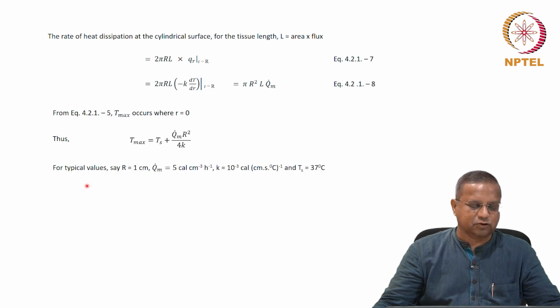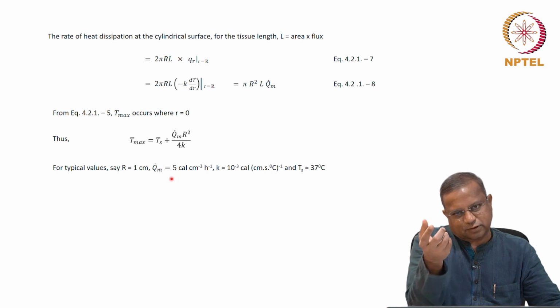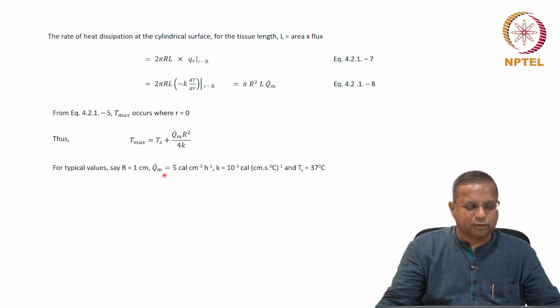Now, if we substitute typical values, R equals 1 centimeter, a reasonable value. Qm dot, metabolic heat generation, 5 calories per centimeter cubed per hour. It's nice to have thumb rule values. This is a nice thumb rule value. Conductivity is 10 to the power minus 3 calories per centimeter second degrees C. All these are raised to the power of minus 1. And the temperature of the surface we're going to take is 37 degrees C. If you do this, your Tmax happens to be 37.3 degrees C.